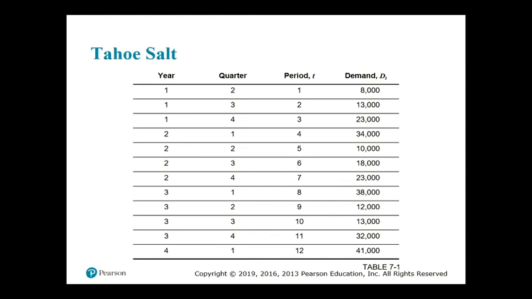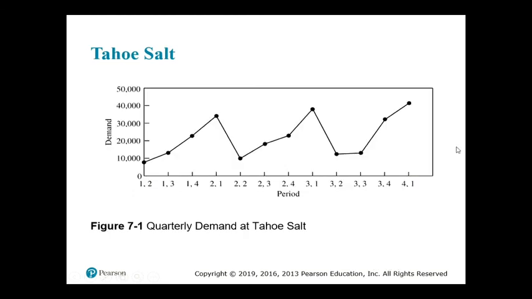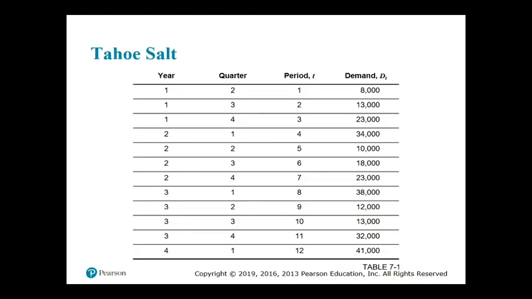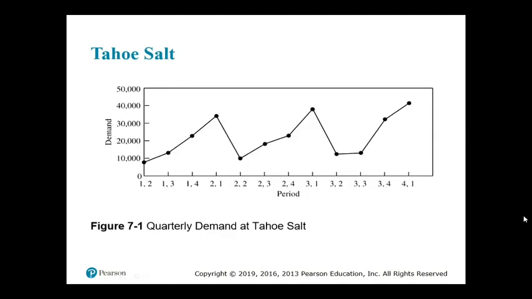Okay, so we're going to use an example of a company, Tahoe Salt, that has the historic demand for each quarter of the past 3 years, and we want to forecast future demand for each quarter for Tahoe Salt. So looking at the data plot for Tahoe Salt, can you identify any patterns?